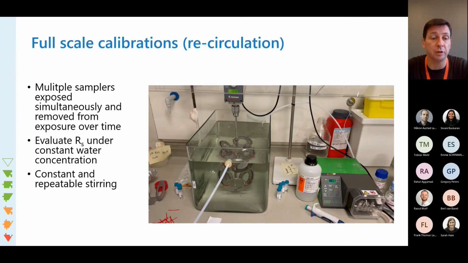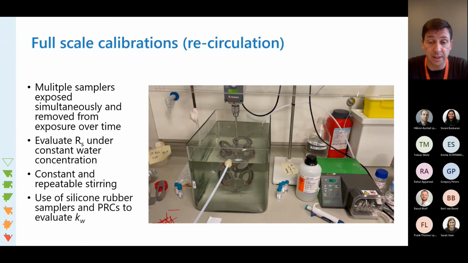And then here we've got a constant and repeatable stirring as well, which is quite important. And in that case, that experiment was actually run also with silicone rubber spiked with PRCs, and then these PRCs were actually dissipating into the water and were telling us what this mass transfer coefficient KW was for this system with this rotation speed.